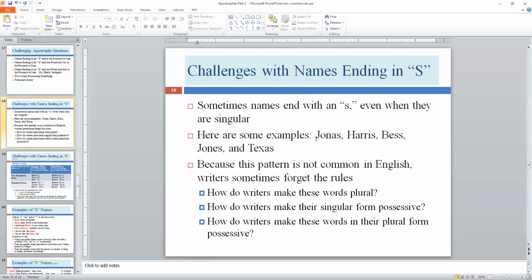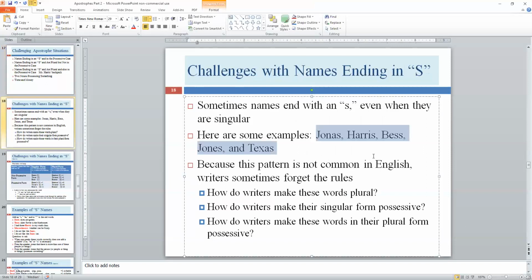Okay, here are some examples of more names that end with an S. The fact is that it's fairly unusual in English for non-plural nouns, even proper nouns, to end in S. This is not a common problem. And because it doesn't come up often, people a lot of times don't remember what the rule is. And so we're going to talk about the rule and we'll go forward.